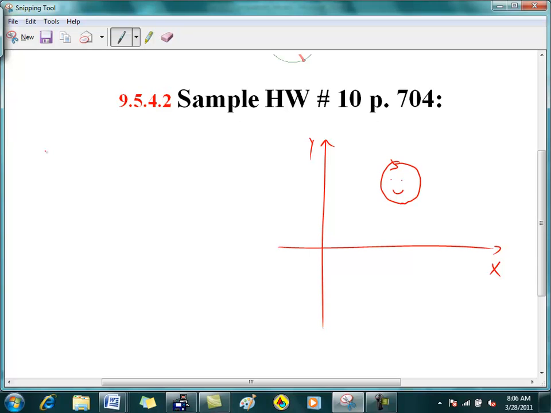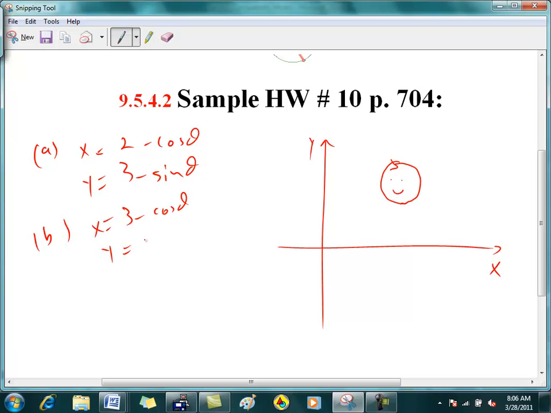And then what they have, people listen up, is a whole bunch of parametric equations. X equals 2 minus cosine theta, y equals 3 minus sine theta. That's your first choice. Your second choice is x equals 3 minus cosine theta, y equals 2 plus sine theta, and so on. You got like 4 choices there, and you got to pick which one matches this graph.